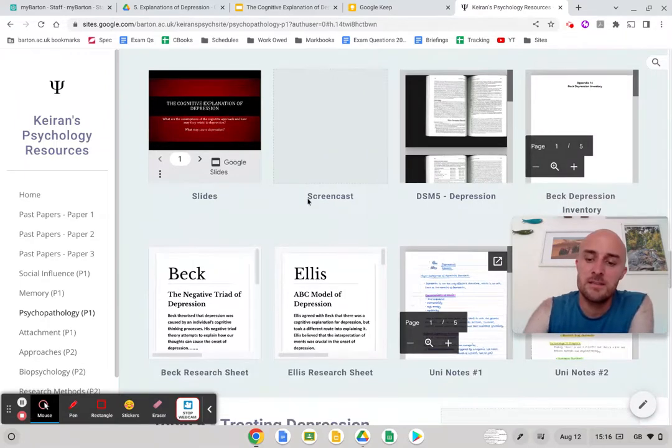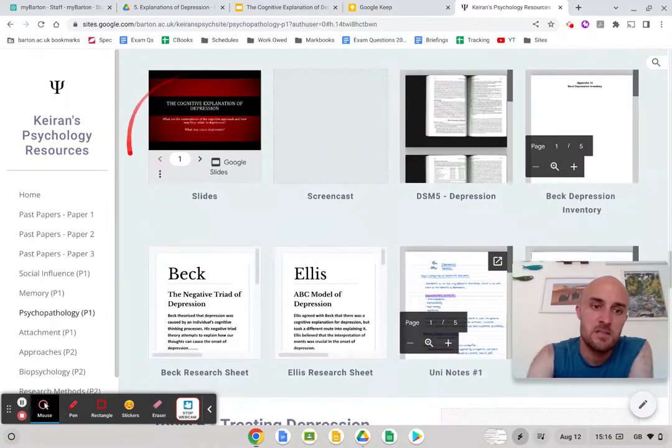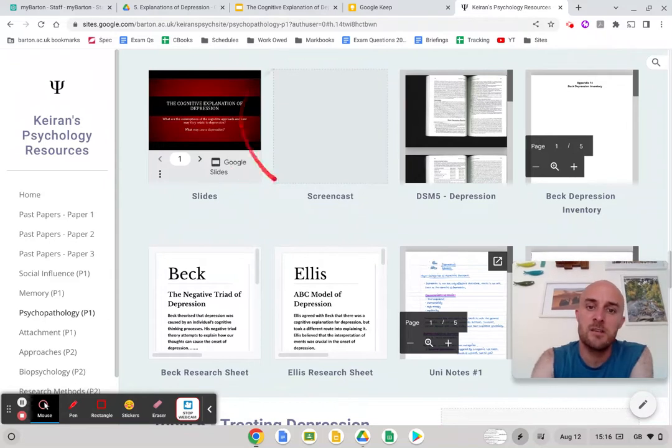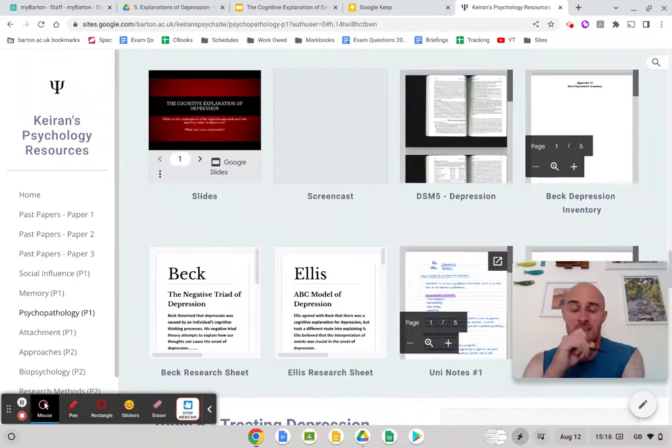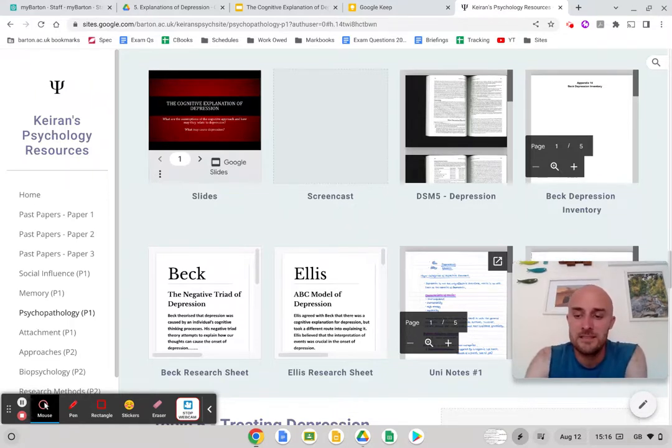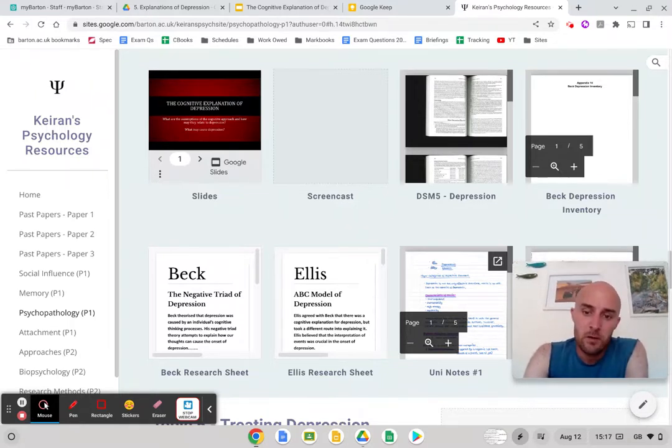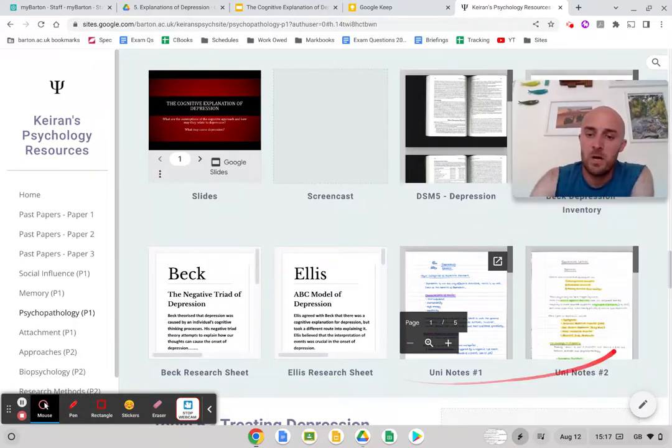So you have the slides I'm going to go through today. You've got the screencast, which is currently being filmed just there. A couple of key research sheets, which you do need to know. In this bullet point, there is both Beck and Ellis names. You don't need to know their pieces of research. You need to know their theories for this. So Beck's negative triad and Ellis's ABC model of depression. I'm going to go through that today. You have a couple of university notes just there as well, which are quite useful.